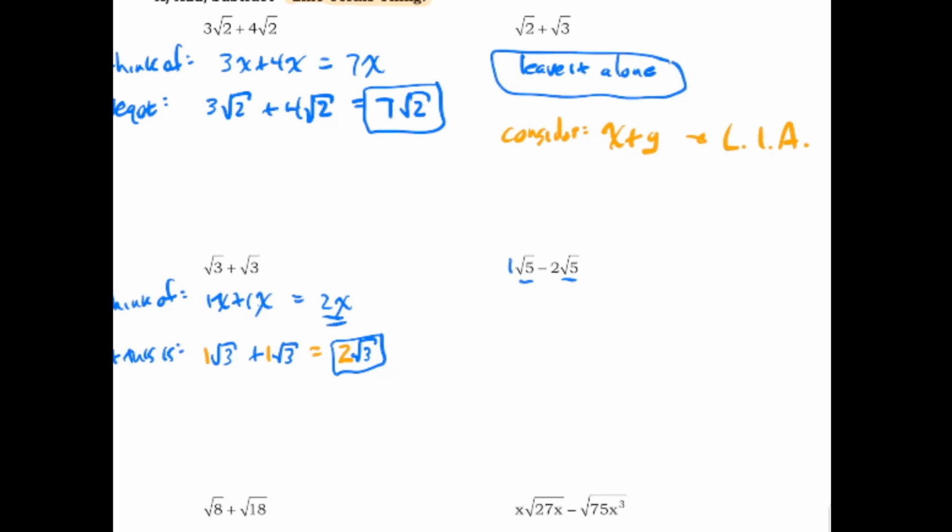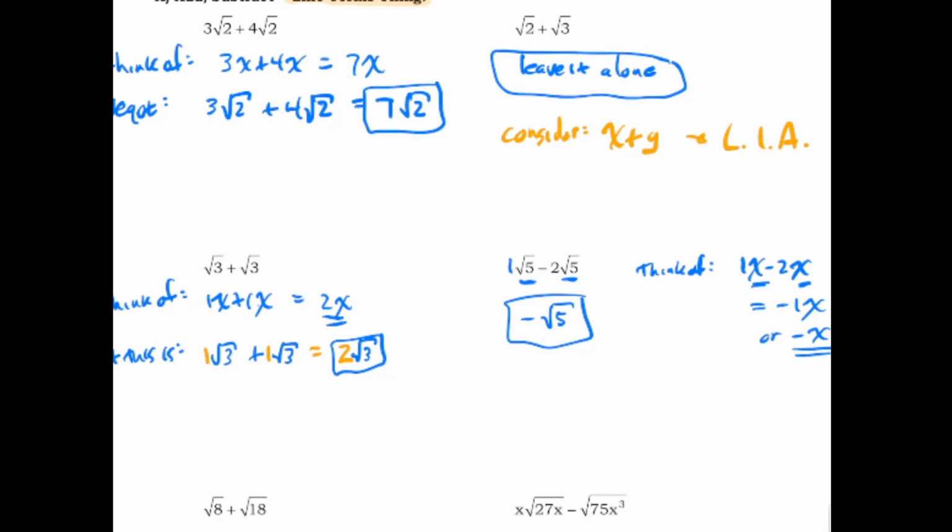By default, this is 1 root 5 minus 2 root 5. And you can think of this as a 1x minus a 2x, right? Just instead of root 5, I'm putting an x there instead. It's completely equivalent. The point is I got 1 times a pattern, 2 times a pattern. It doesn't matter what the pattern is. If you got 1 of them and you take away 2 of them, you've got negative 1 of them, right? Negative 1x, or just negative x. So here it's the same thing. 1 minus 2 is negative 1 root 5, or just negative root 5.